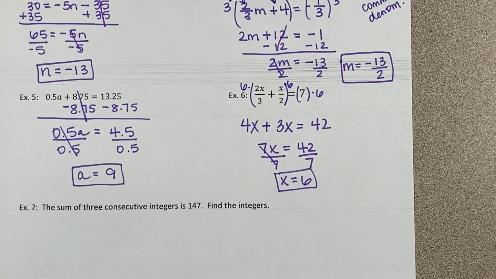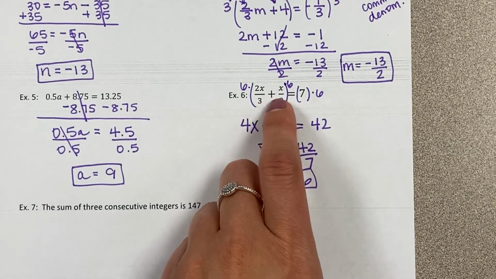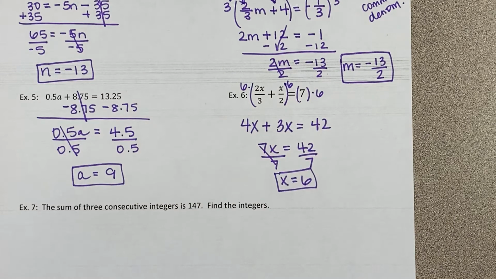Now, could you do this problem and keep the fractions, find a common denominator, and do it that way? Sure. It'd be a lot more difficult than how we did it. So this was kind of just a little trick. If you have another way of solving it, that's fine. I thought this was a pretty fast way.